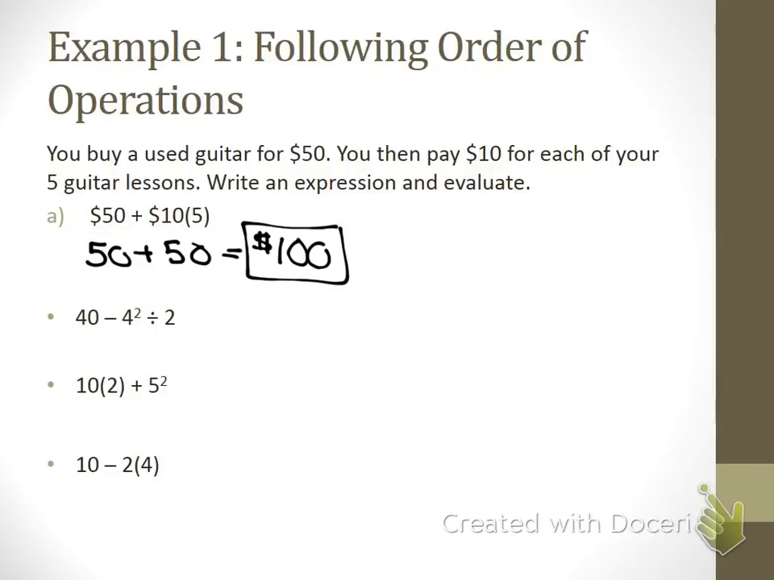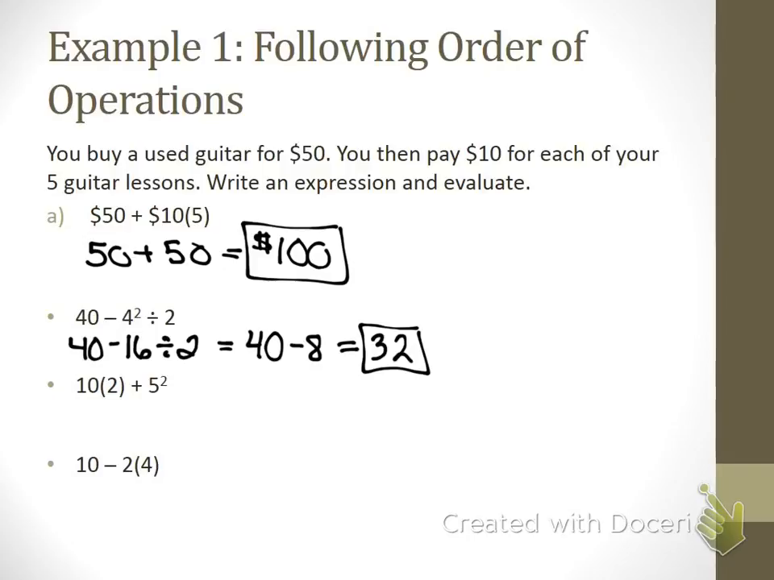It says 40 minus 4 squared divided by 2. According to order of operations, what do I do first? I've got to do my exponent. So what's 4 squared? 16. Okay, bring down my subtraction and my division. And now here's my question. Do I subtract 40 minus 16 then divide? Or do I divide then subtract? Divide then subtract. So that's going to be 40 minus 8, which is 32. All right, so sometimes in your brain, you're kind of doing things out of order, but really you're doing them in the order that they're supposed to be done according to order of operations.